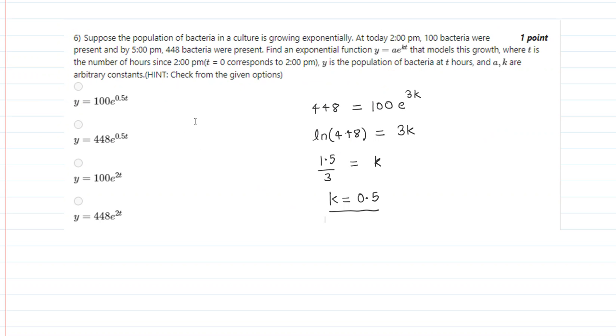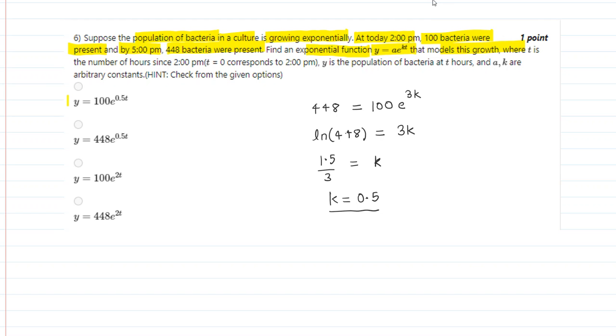So this is again a simple question which we are going to solve with the logarithm. Suppose the population of bacteria in a culture is growing exponentially. At today 2 p.m., 100 bacteria were present. So at t is equal to 0, y is equal to 100. And by 5 p.m., 448 bacteria were present. Find an exponential function y is equal to a e to the power kt that models this growth.